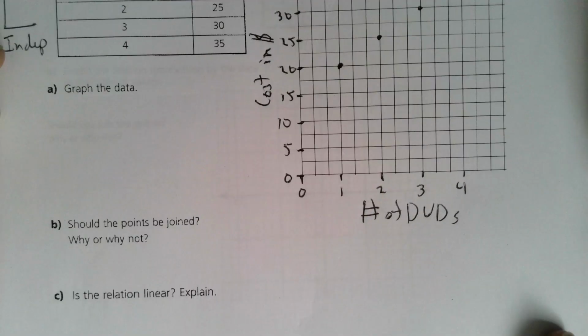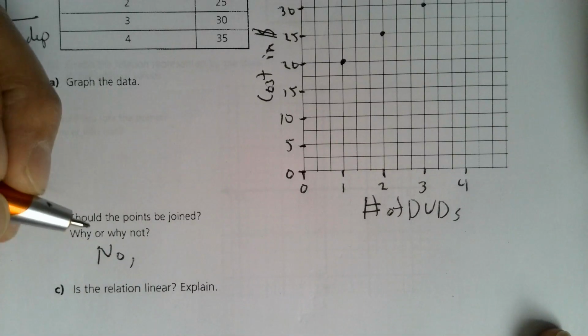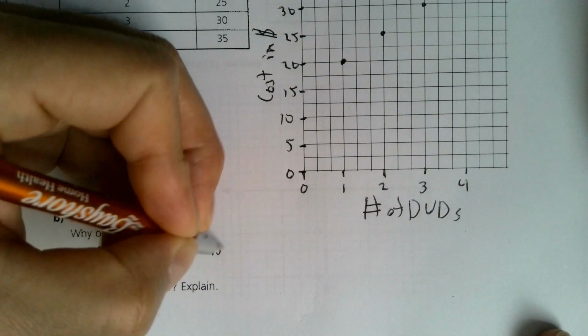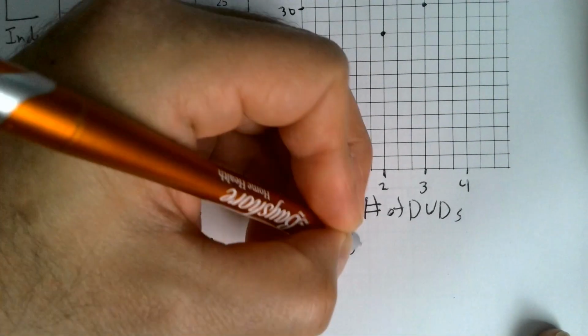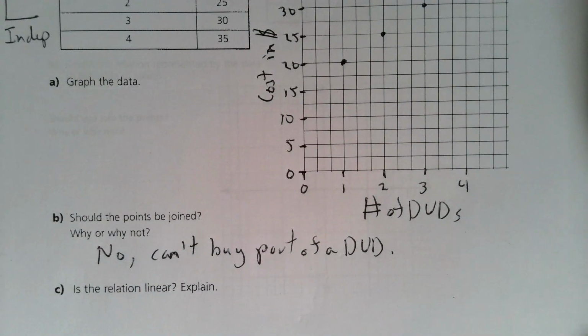So should the points be joined? No. Why not? Well, we can't buy half a DVD. Because we can't buy part of a DVD, we're not going to join the points.